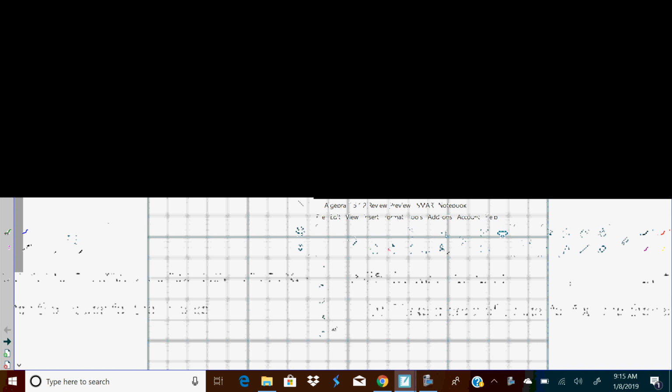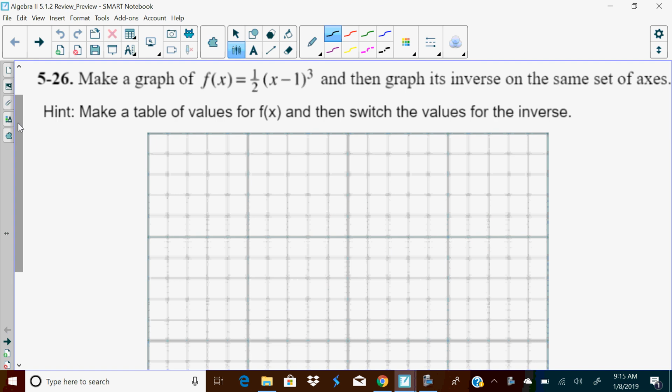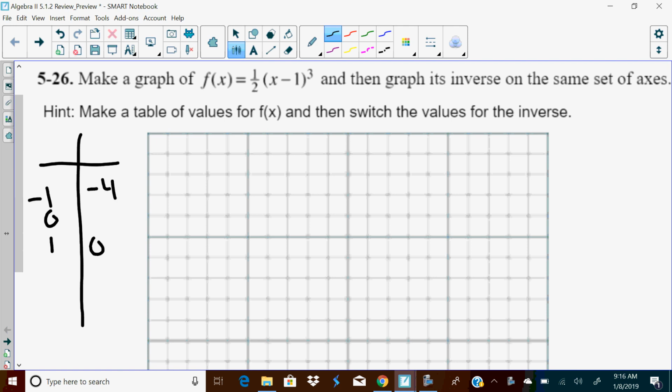So I knew that the vertex was at 1, 0. So I made a table of values. I put 1, 0 in the middle. And then I did 0, -1. So I got -4, -0.5 for 0, 2 and 0.5, 3 and 4. So I picked a few points. And then I plotted my points.